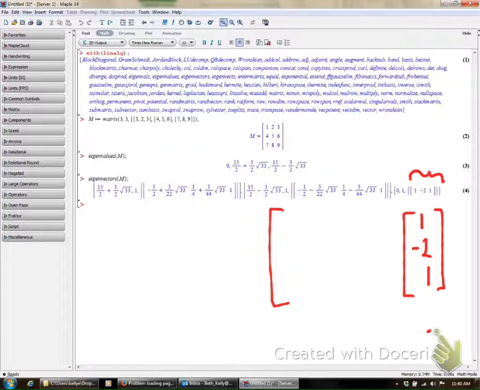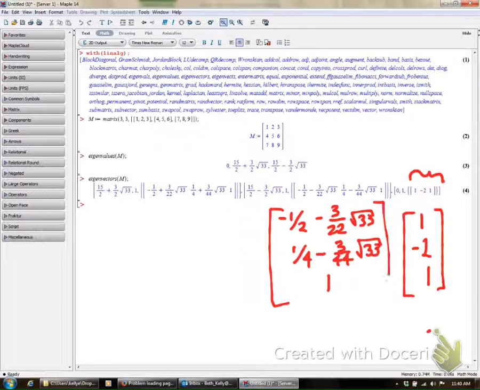the eigenvector is this: -1/2 minus 3 over 22 times the square root of 33. That's the first entry. The next entry is 1/4 minus 3/44 times the square root of 33. And the last entry is 1. There's actually a space between each of those numbers. It's a little bit hard to see. So that's what that means.